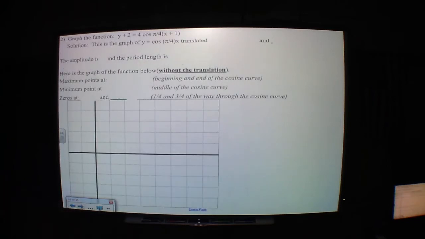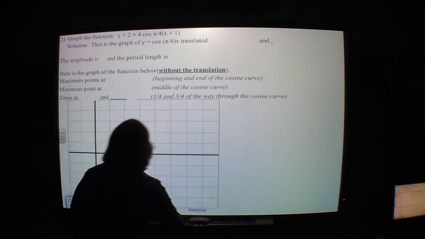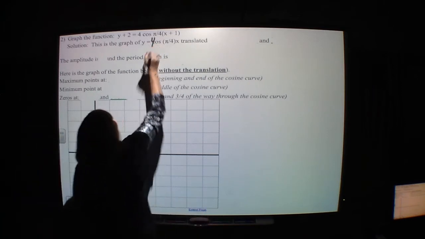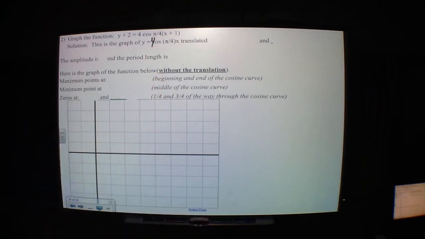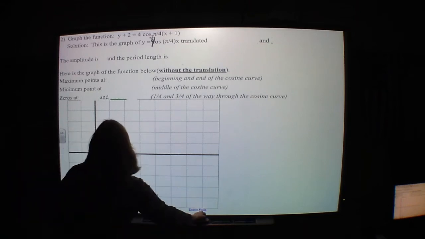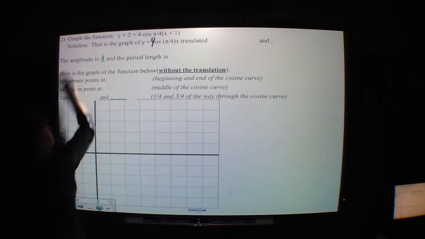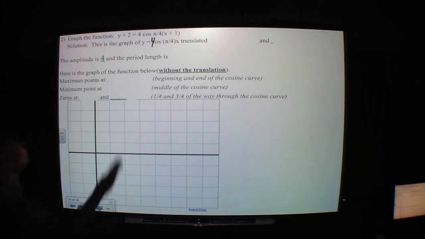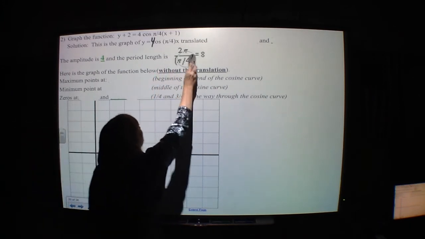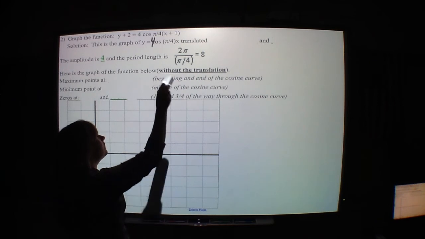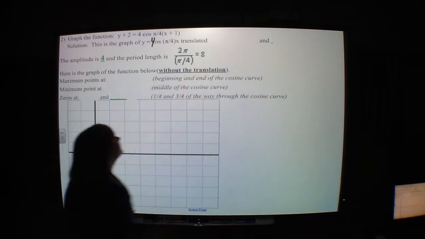Now let's graph the function y plus 2 is equal to 4 cosine of pi over 4 times the quantity x plus 1. First we're going to graph y is equal to cosine of pi over 4x. Actually we're going to graph the 4, the amplitude in front of it, and then we're going to translate it. So the amplitude is 4. The period length is 2 pi over pi over 4, which is 2 pi times 4 over pi, which gives me 8.